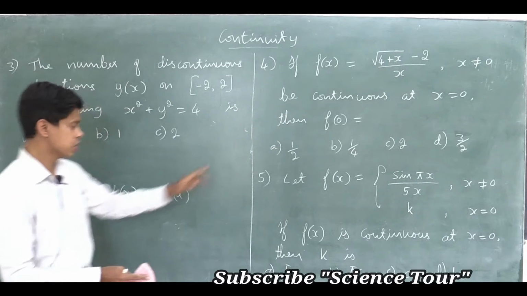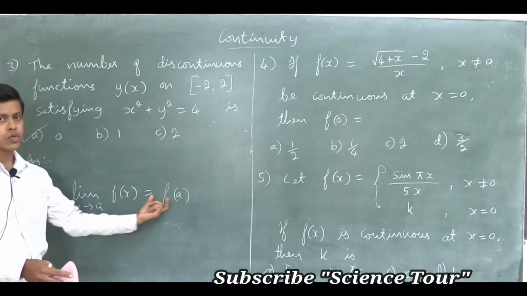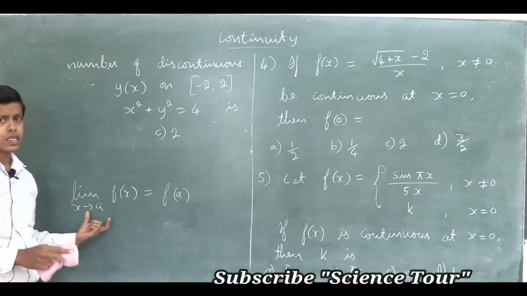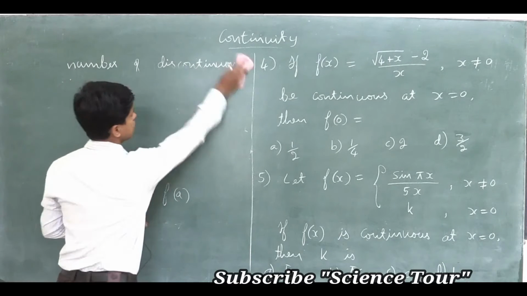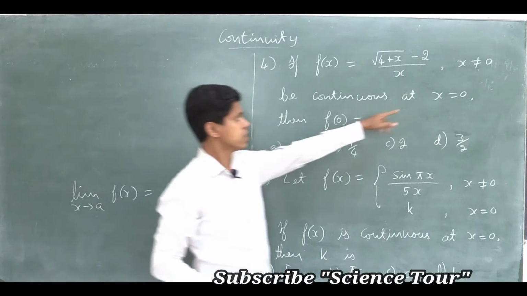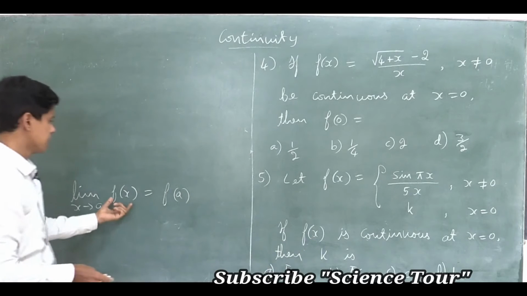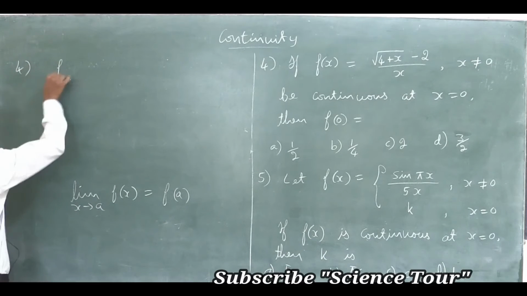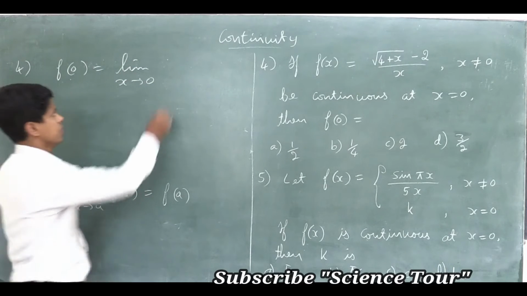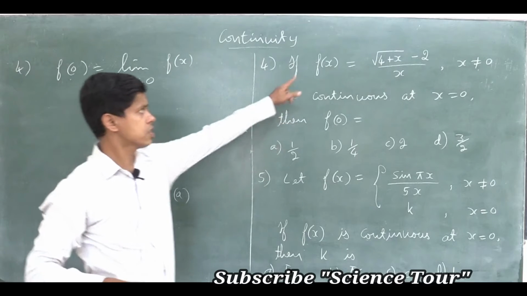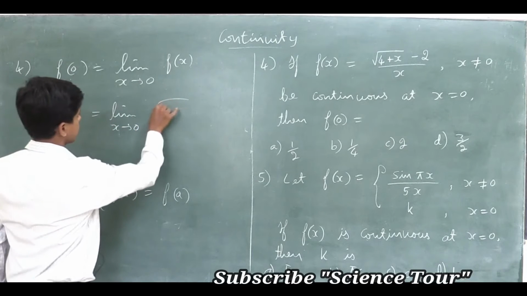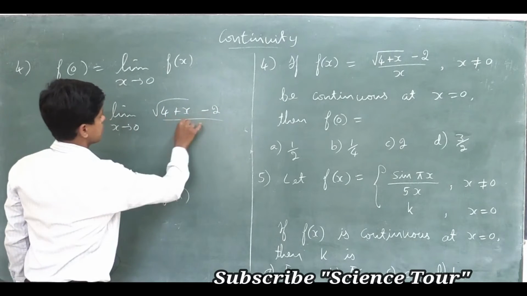Since the function is continuous, the limit value of the function will be equal to the function value at the given point. So let us find the limit of f of x. That will give you the function value at the specified point, the point being 0 here. So let us write f of 0 as limit x tends to 0 of f of x, and let us now replace f of x. So f of x is square root of 4 plus x minus 2 divided by x.